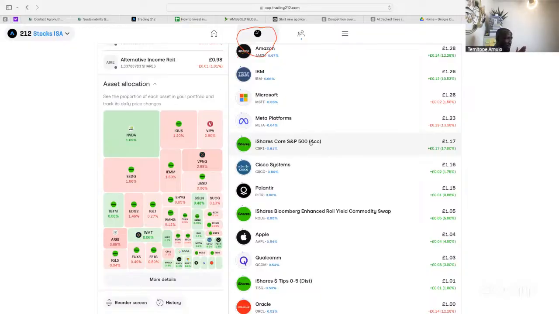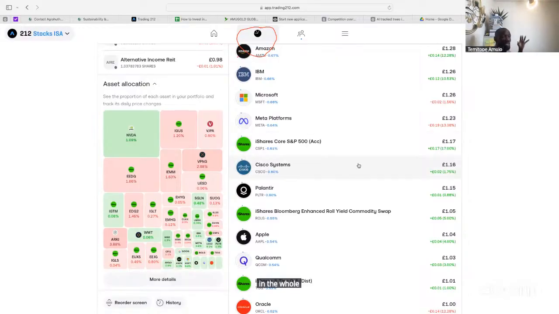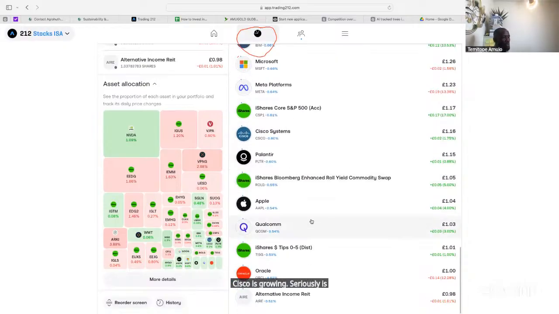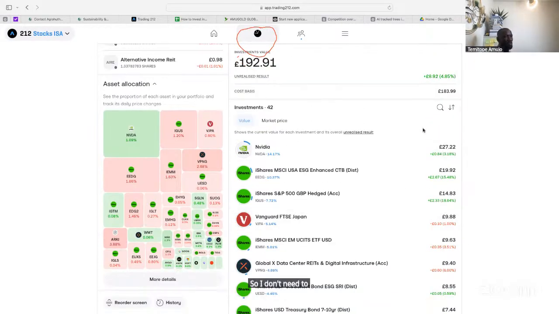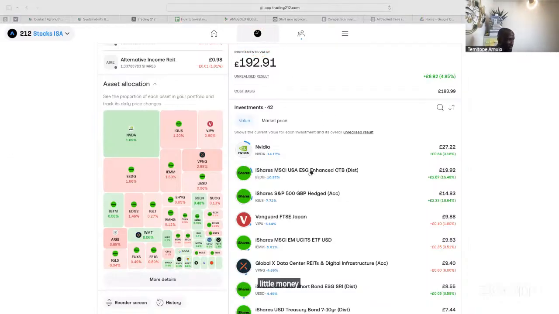iShares Core 500 is green because this one combines the top 500 companies in the whole world; they are cumulative. Cisco is growing seriously. So irrespective of those things, look at it. It's not bad, so I don't need to worry. In fact, at this point, I can just decide to invest a little additional money and then move on again. So that is just a quick one.